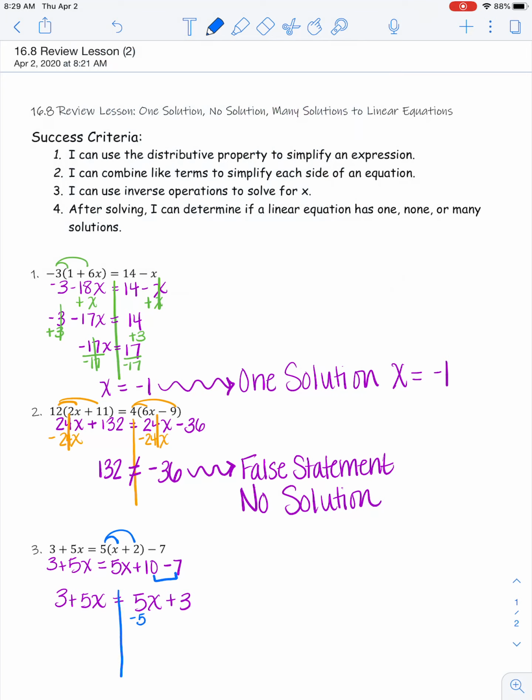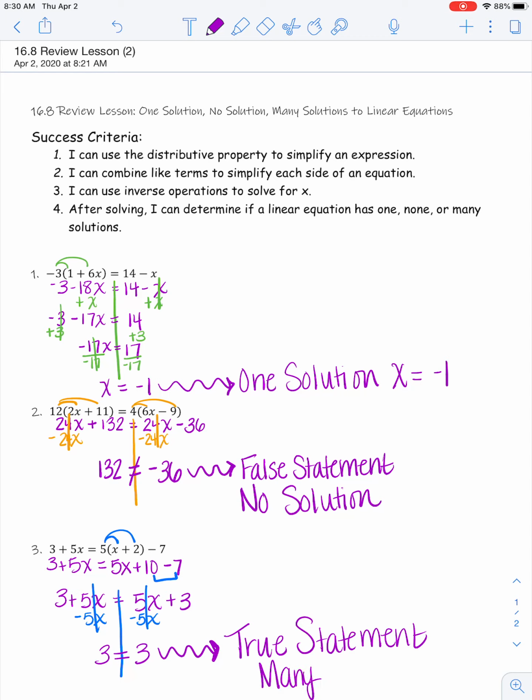Okay, start solving. I want to get my x's together on the same side, so I'm going to subtract 5x. And you'll notice that it cancels out on the right and also cancels out on the left. So what I am left with is 3 equals 3. 3 does equal 3. 3 will always equal 3. So that is what we call a true statement. When we solve and we get a true statement, that means we have many solutions.